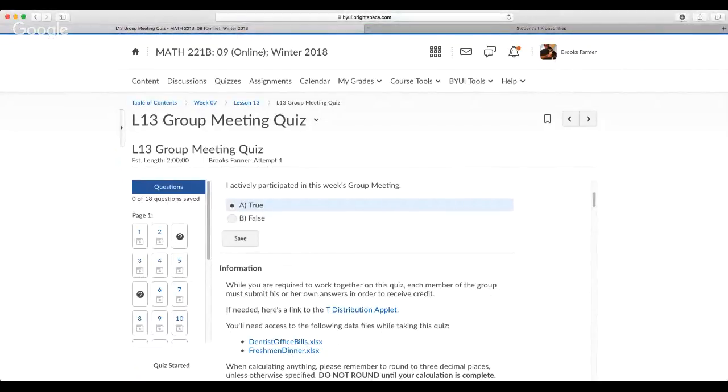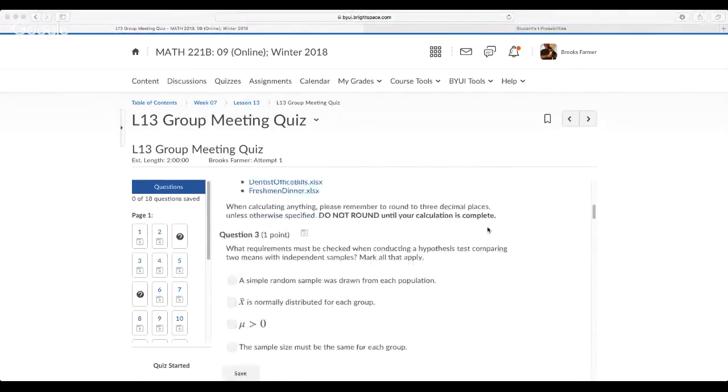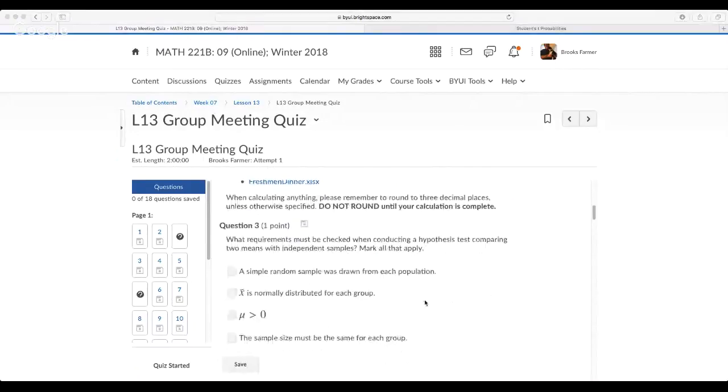What requirements must be checked when conducting a hypothesis test comparing two means with independent samples? Random samples, John. I think it's the first one, definitely, right? Yeah, the first one. It's multiple. The second one, you think about the other ones with only one group, you have to know that the mean is normally distributed. You can't compare apples and oranges because they're two different things. If one is left skewed and one is normal, they're simply two different things.